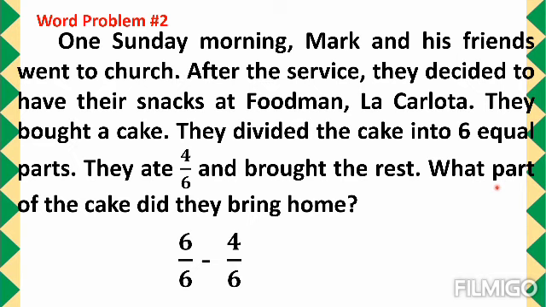Okay, we have here 6 over 6, this is the cake, divided into 6 equal parts. And now we have 4/6 because they ate 4/6 and brought the rest home. Now, guys, we'll use subtraction to find out how many parts they brought home. So let's subtract: 6 minus 4 equals 2, and copy only the denominator. We see our answer here is 2 over 6. And we'll see now if our answer is correct. Okay, guys, the answer is correct.